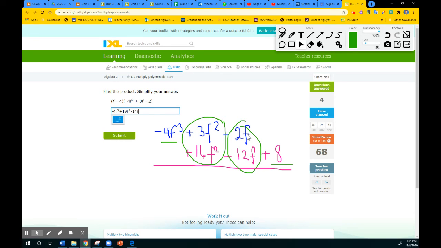As you notice, when you add this, the f stays the same. It's not f squared, right? So don't be using different rules for other exponents. So plus 8, okay? And that is our final simplified answer. How do I know it's simplified? Because all my terms are different, okay?